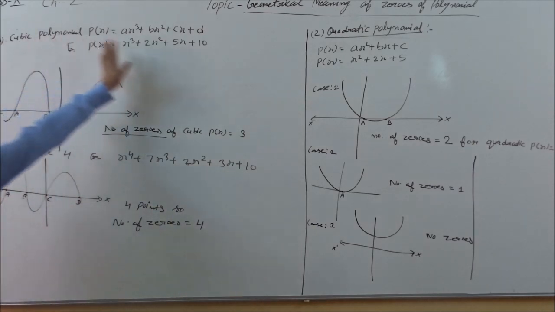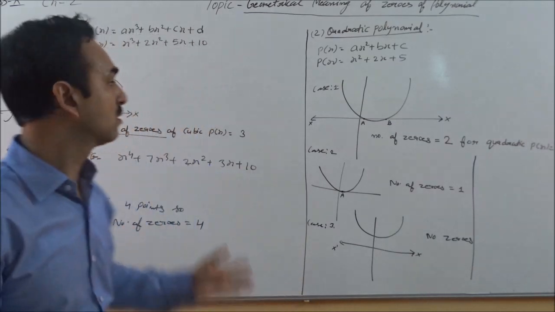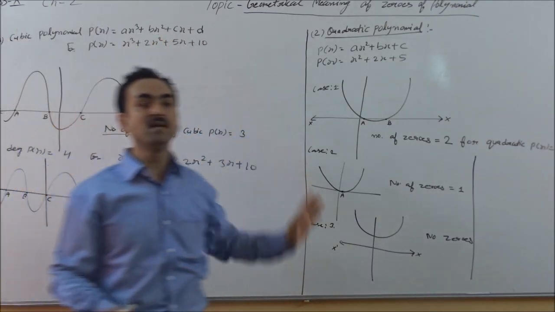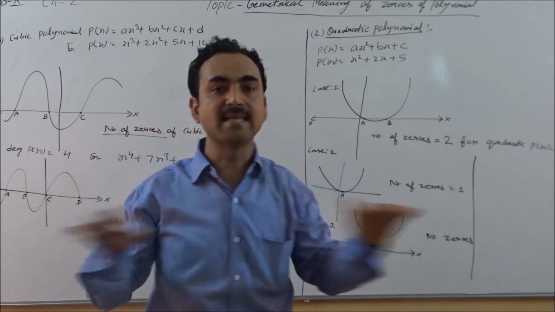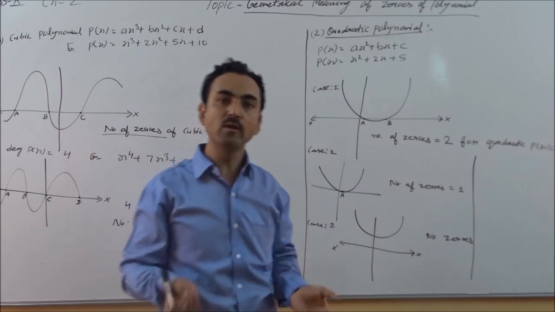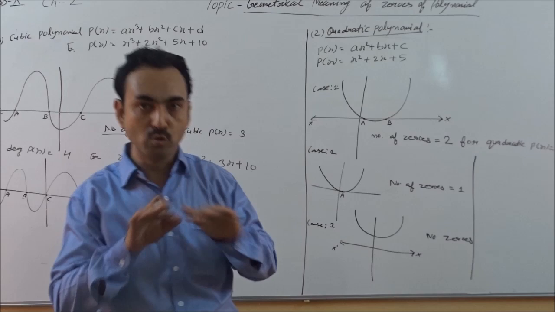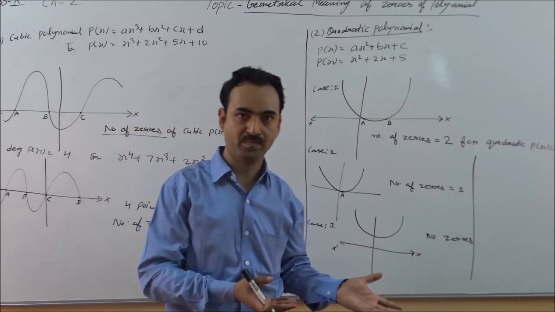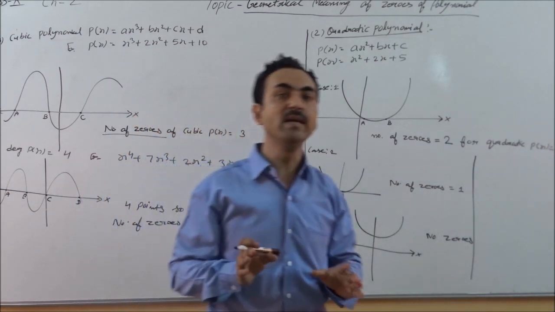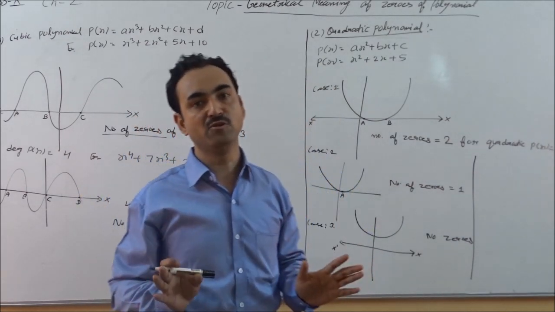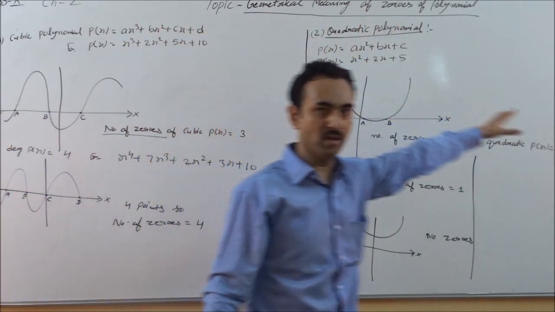So for the graphical representation, whenever we make the graph of any given polynomial, you have to check how many points on the x-axis the graph is passing through. If it is passing through only 1 point, then the number of zeros is 1. If it is passing through 2 points, then the number of zeros is 2. If it is passing through 3 points, in the case of a cubic polynomial, it has 3 zeros. So this is the graphical meaning of zeros of a polynomial. Right.